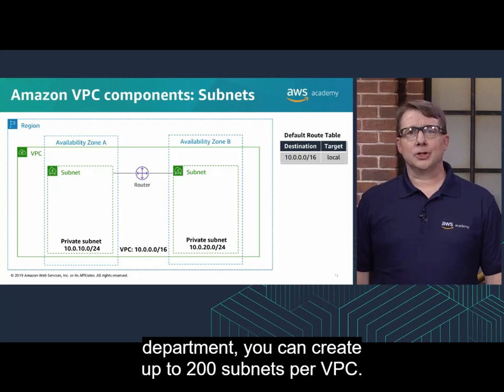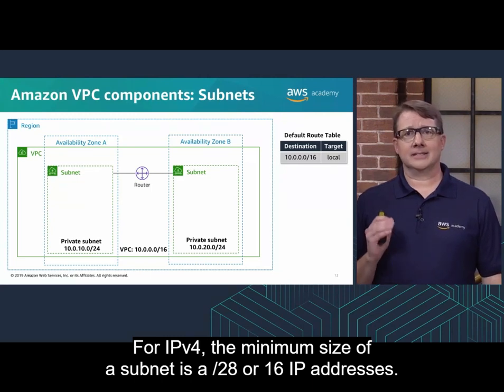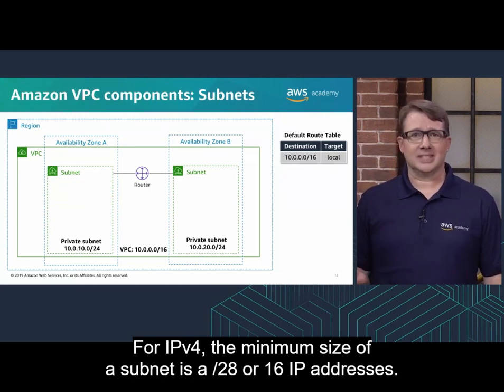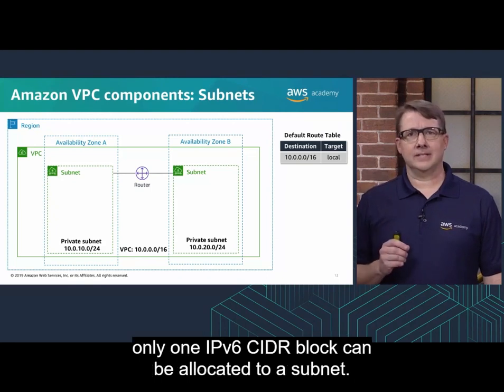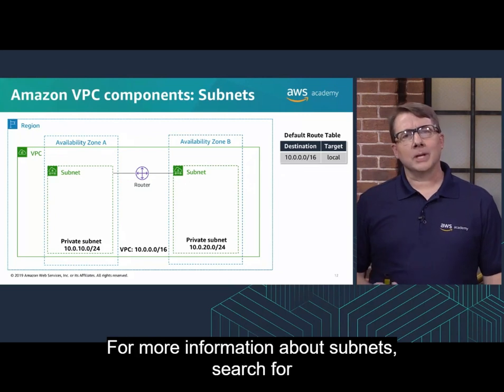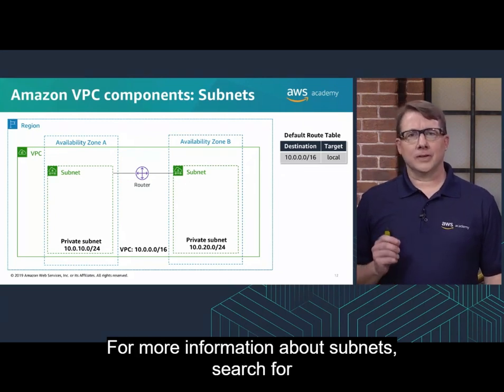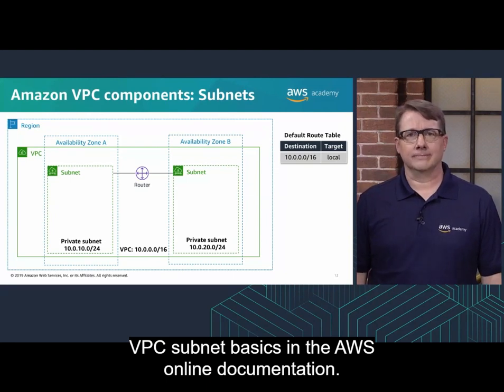You can create up to 200 subnets per VPC. For IPv4, the minimum size of a subnet is a /28, or 16 IP addresses. For IPv6, the subnet size is fixed to be a /64, and only one IPv6 CIDR block can be allocated to a subnet. For more information about subnets, search for VPC subnet basics in the AWS online documentation.